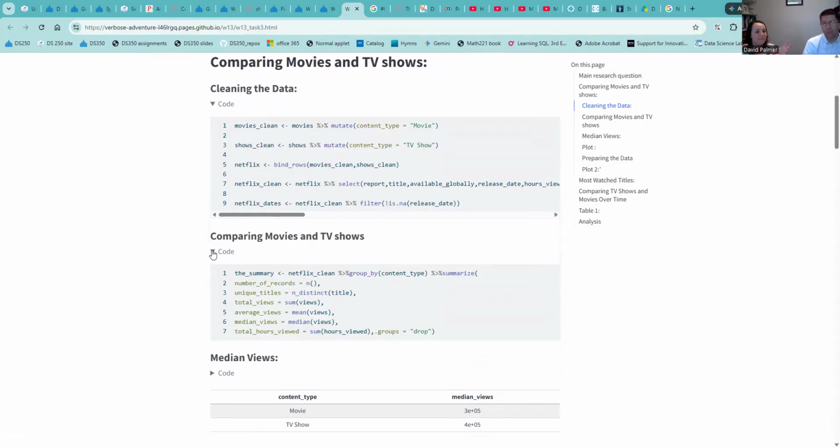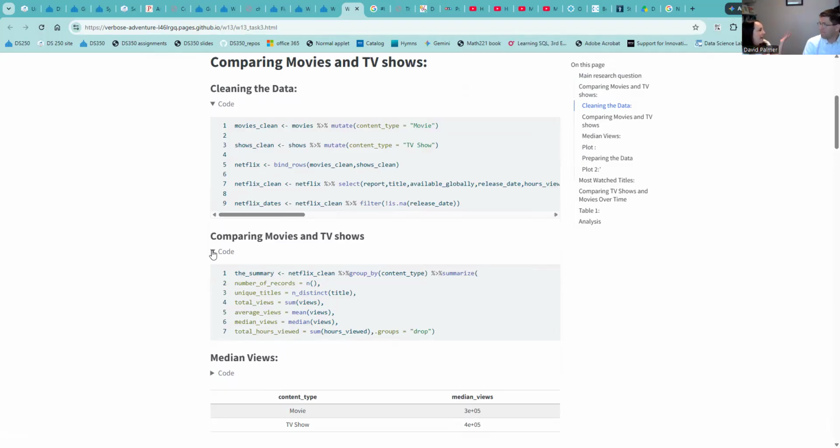So I used bind_rows to combine them together and create a Netflix clean dataset, and then there I selected the columns. If you think of a table, there are columns and rows. I selected the columns that had the most values, the ones that had the least amount of missing values, so I could build my analysis on them, and I filtered to take off the missing values.